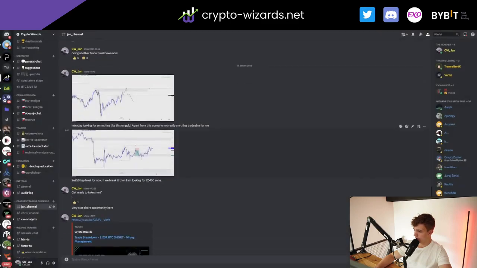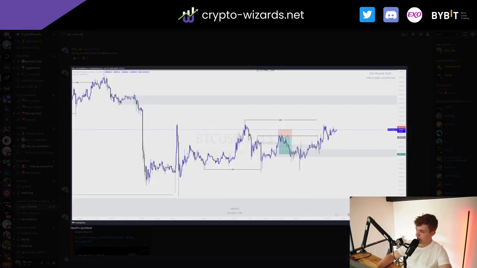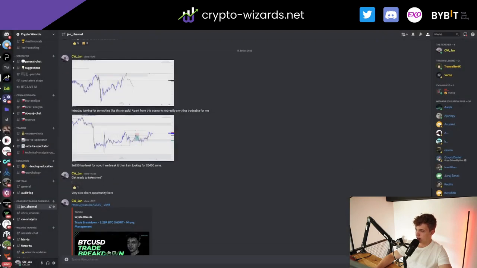Sorry, this is the gold chart. BTC chart is right here. So I was marking out its liquidity level, and I was marking out this key level right here. I said 26,250 key level for now. If we break it, then I'm looking for the 26,450 zone.